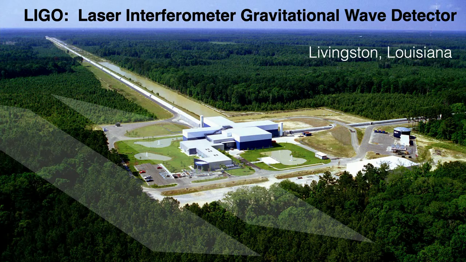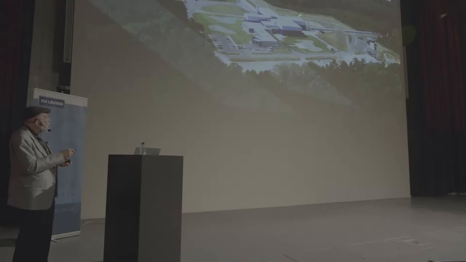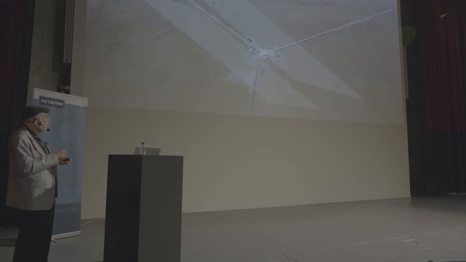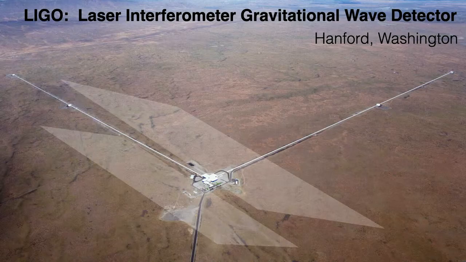signal went up through the Earth. It arrived at our LIGO gravity wave detector in Livingston, Louisiana, and 7 milliseconds later, it arrived at the gravity wave detector in Hanford, Washington. The first one is near New Orleans. The second one is near Seattle, Washington.